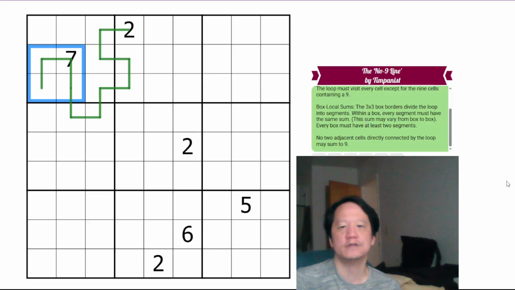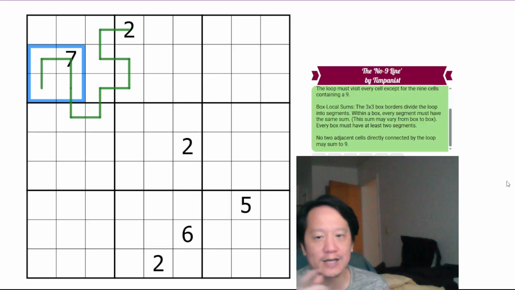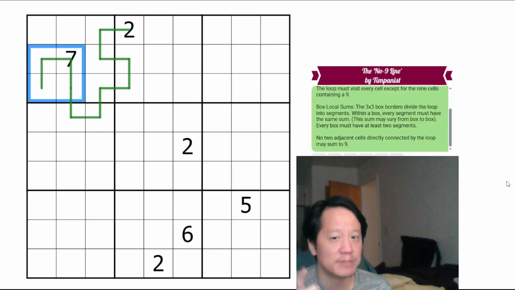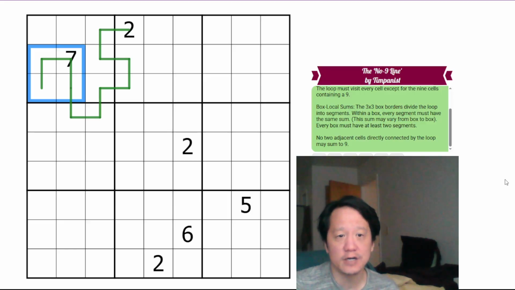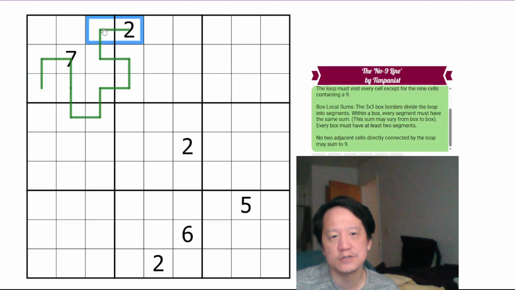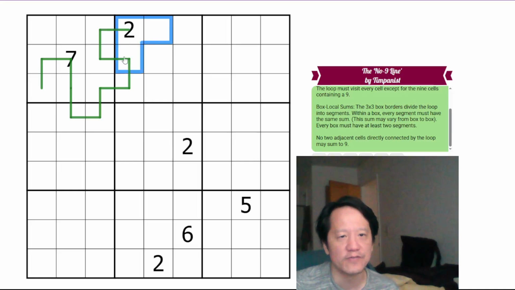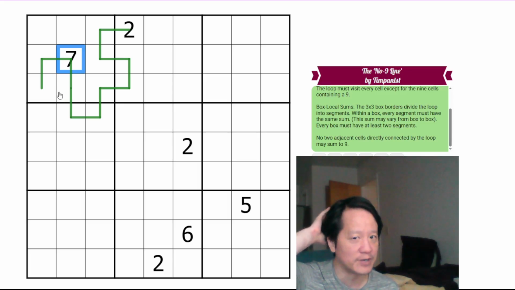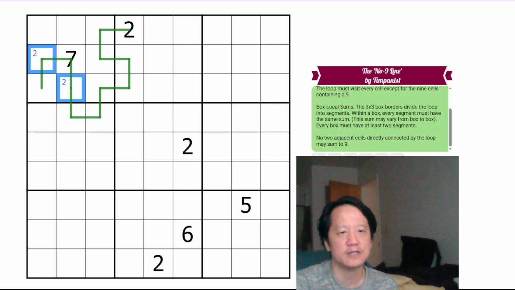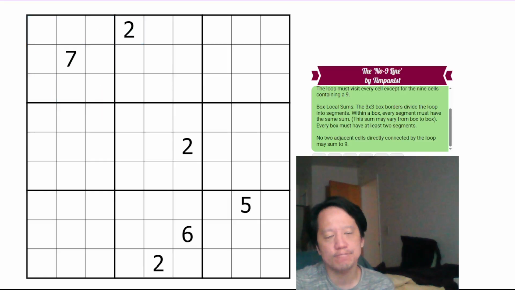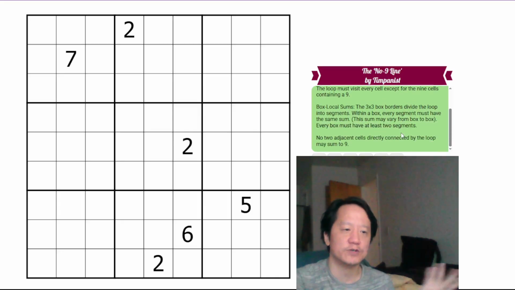And no 2 adjacent cells directly connected by the loop may sum to 9 either. So a 2 cannot be next to a 7 anywhere on the loop if they are adjacent. Right? So these can't be 2 if they're on the loop because they are adjacent to the 7. And no 2 adjacent cells directly connected by the loop may sum to 9. So therefore, if this were the loop, these cannot be 2 because then they would sum up to 9. And those are all the rules.